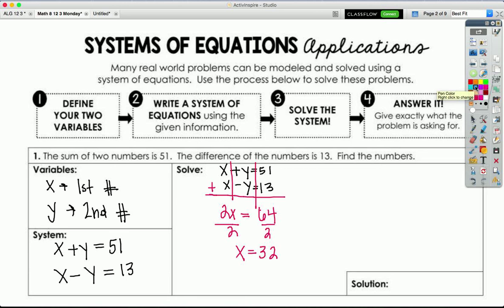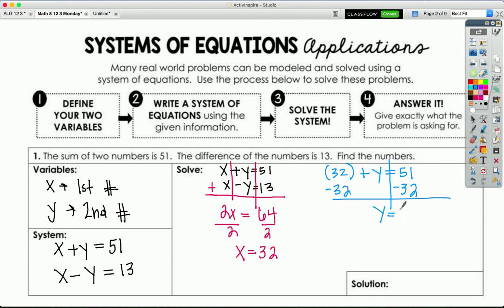All right, so we have half of our answer. We only have x. Annalise, how do we find y? Does it matter which one I use? No, it does not. So if I use the top equation and we do 32 plus y equals 51. To solve for y, I would just minus 32 on both sides. And 51 minus 32, what does that leave us with?